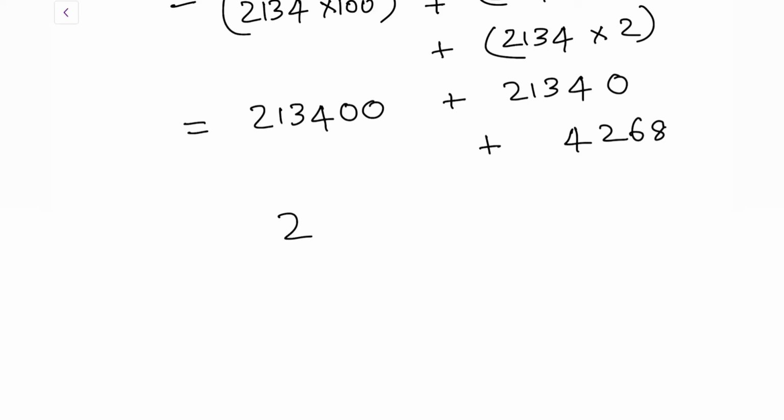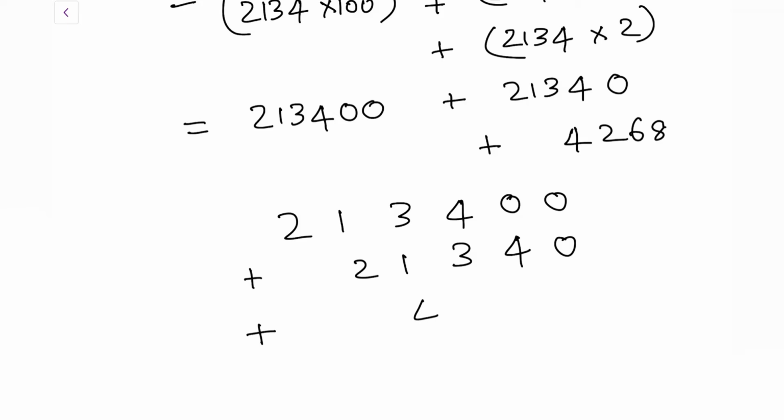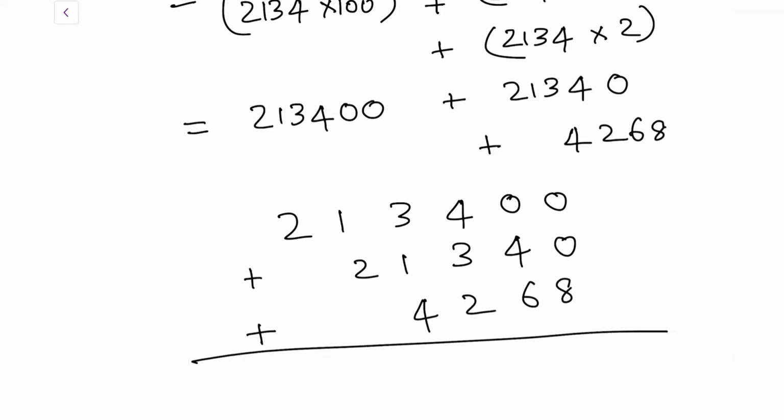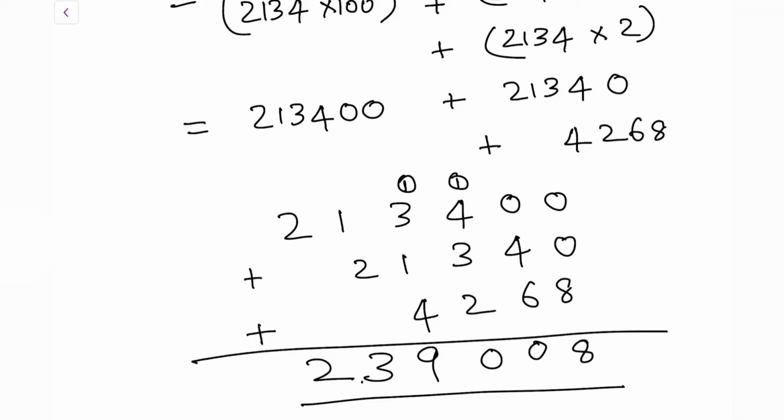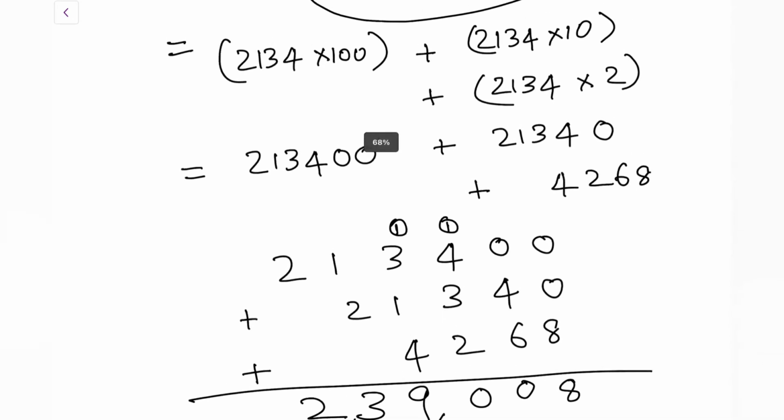Now it's pretty straightforward addition. Let's do the addition. 213400 plus 21340 plus 4268. If you add this, you will get 2,39,008. This is your answer. So this is how you can solve a multiplication problem using distributive property. All right.